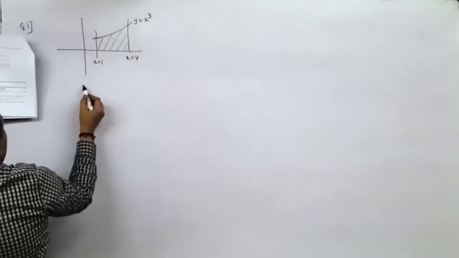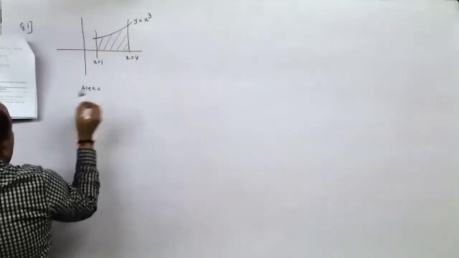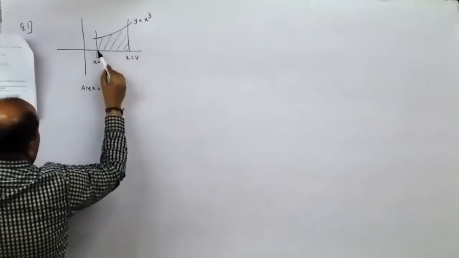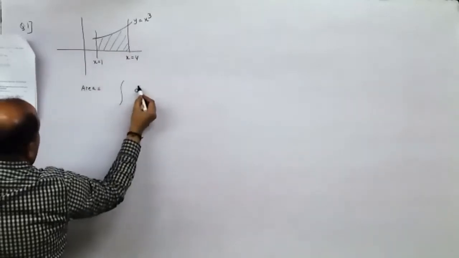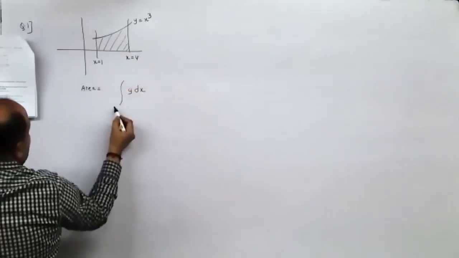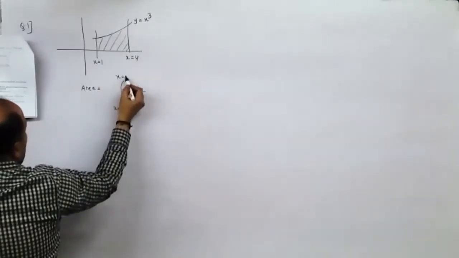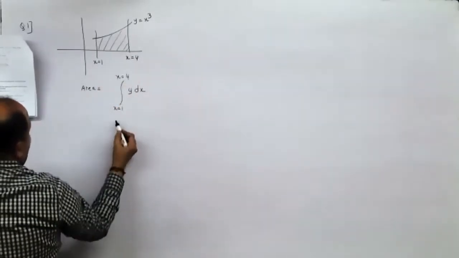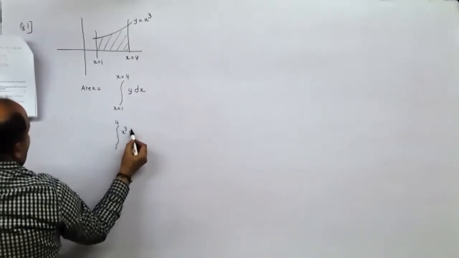How do you find the area between these two? Area would be equal to, I told you, curve and the x-axis. So right here, dx and y. Then this lies between x equal to 1, x equal to 4. So this would be integral from 1 to 4 of x cube dx.